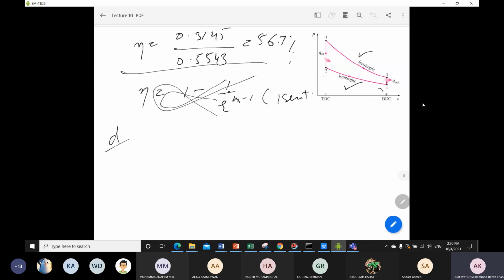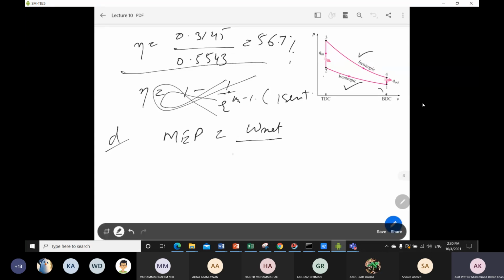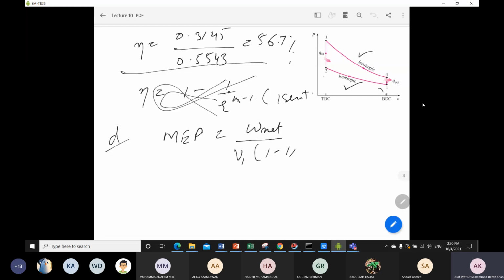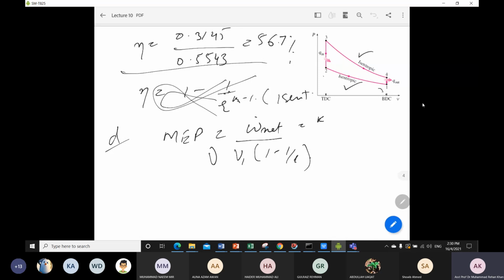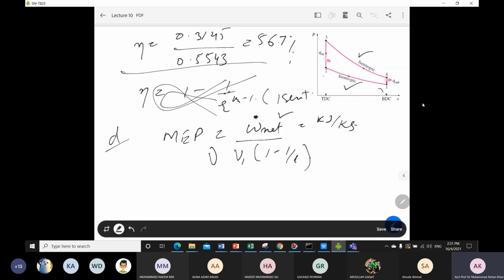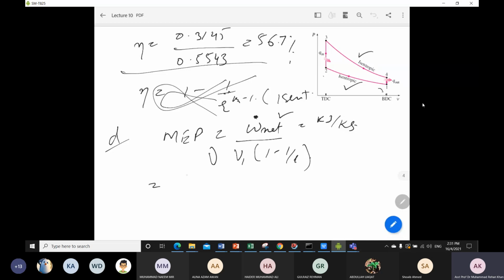Okay, so now coming towards your part number D, which is to find the mean effective pressure. From the previous problems as well, we know that it is the W net, and in the denominator it will be V1 times 1 minus 1 over r. Previously we used the specific volume, but now we use V1 because here we are using W net. In the previous question we used W dot net, which is in kilojoule per kg, and then we used the specific volume. But in this problem we are going to use W net, which is in kilojoule, so we can use volume directly.